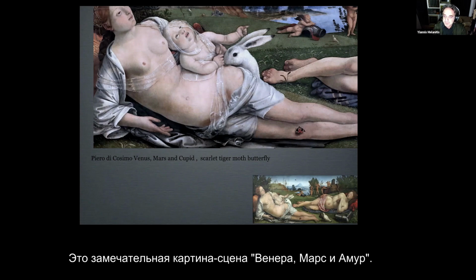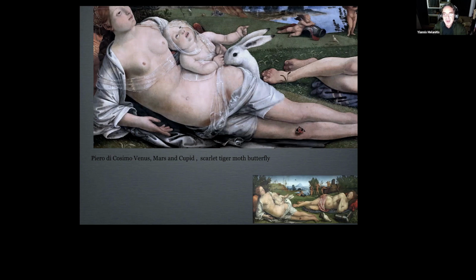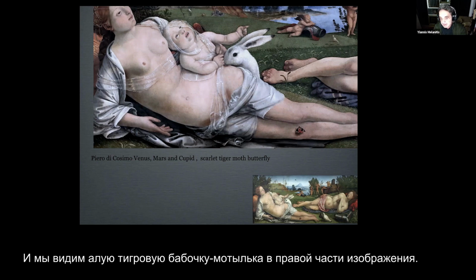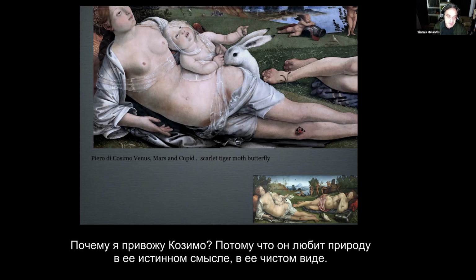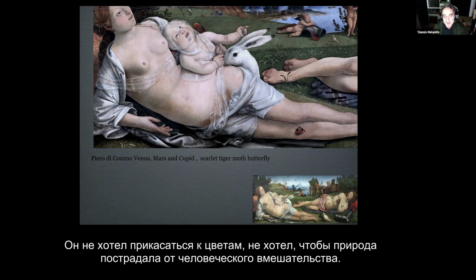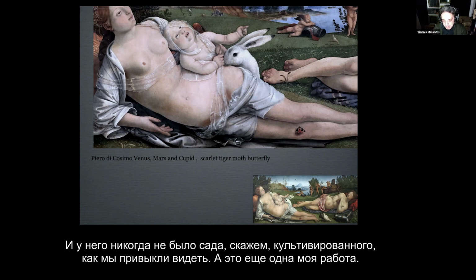This wonderful painting is a scene of Venus, Mars, and a Cupid, and you can see the scarlet tiger moth butterfly on the right side of the picture. So why am I referring also to Cosimo? Because Cosimo loved nature in its real sense, in its pure form. He didn't want to touch flowers or nature. He did not want to see nature get hurt from human intervention. And he never had a garden, let's say, cultivated as we're used to have.